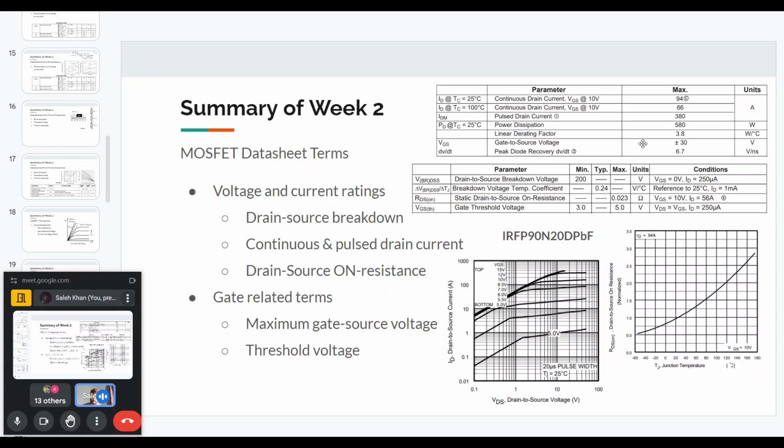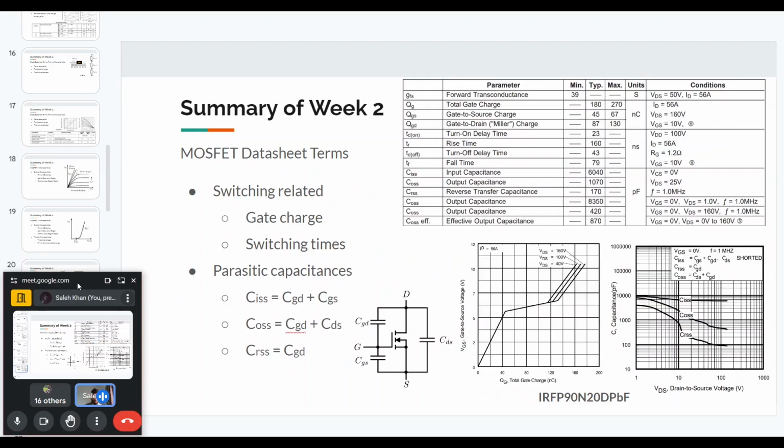So next we have the switching related terms that will be given in the data sheet. So for example, we will have the gate charge. So these are different charges. So we have the total gate charge. This is the total charge that it takes from VGS equal to 0 to VGS equal to the maximum value, the 10 volts or 12 volts that will be provided. And then it is split into different charges, the gate source charge and the gate drain Miller charge. And this you can actually see from the figure.